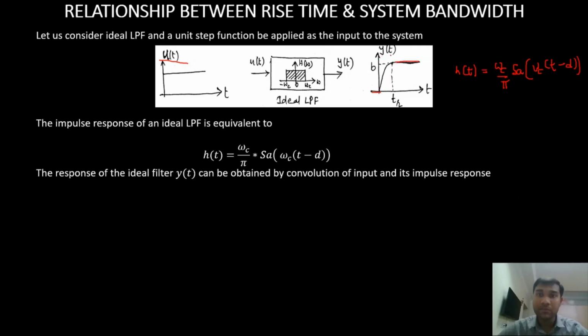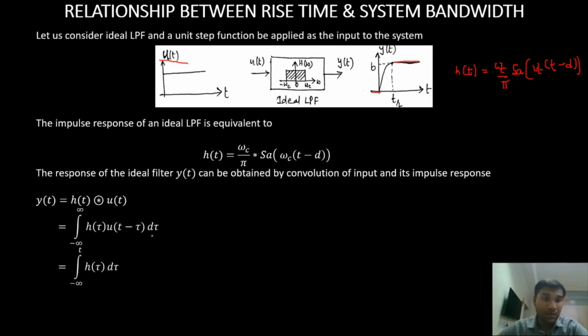How will we obtain the response of the system y of t? It is nothing but the convolution of the input with the impulse response. So y of t is u of t convolved with h of t. Since it is commutative, I can write h of t convolved with u of t. Now I am writing the convolution integral: integral from minus infinity to infinity of h of tau u of t minus tau d tau.